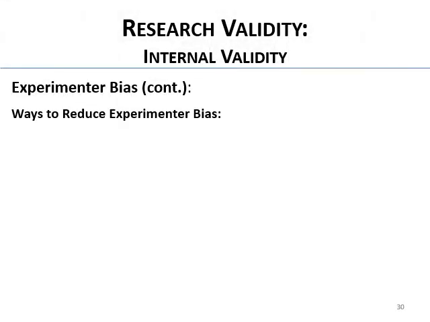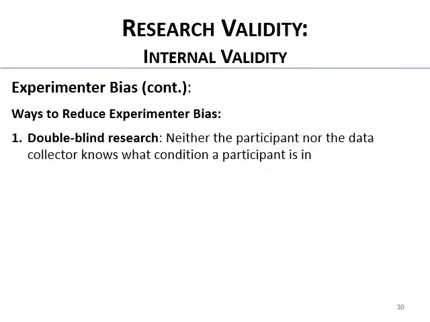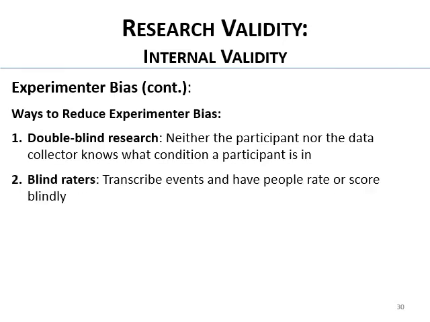So how do you fight experimenter bias? What are the ways that you can actually reduce it? Number one is double-blind research. This is the standard for clinical trials in epidemiology, for example. Neither the participant nor those persons who are collecting the data or administering the treatments know what condition any particular participant is in, so they can't bias it with expectancy effects.